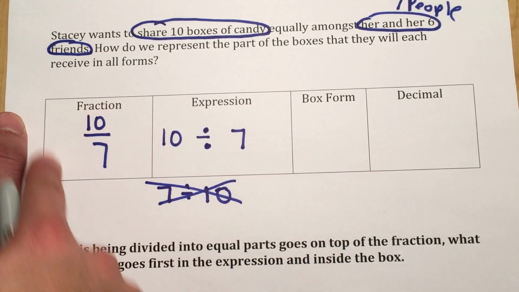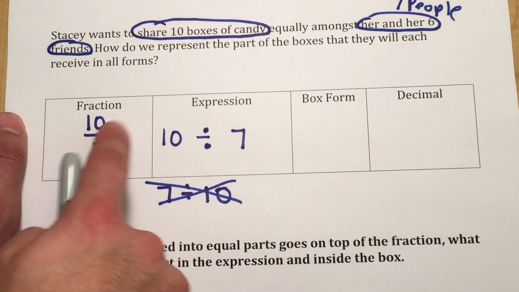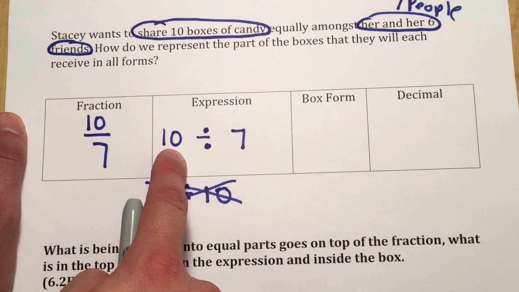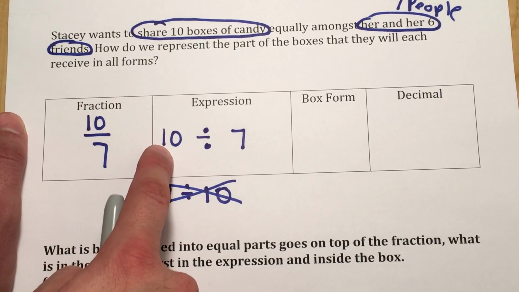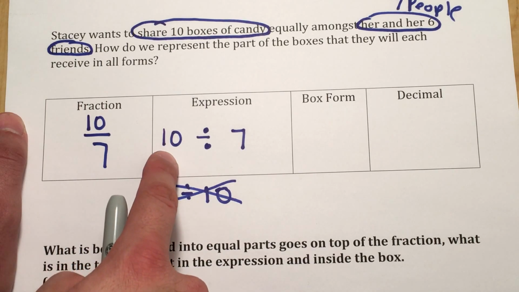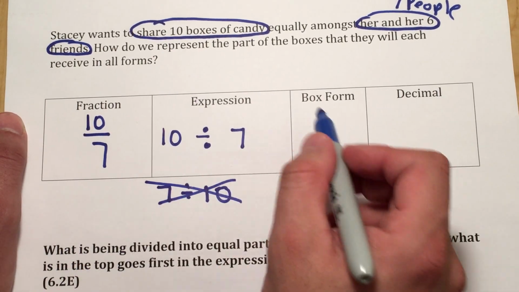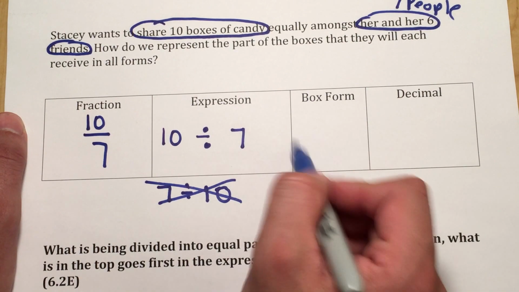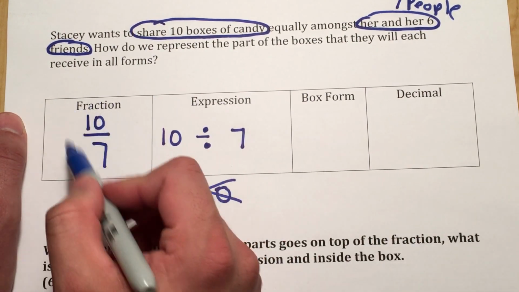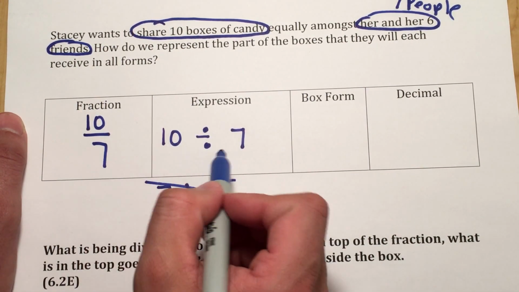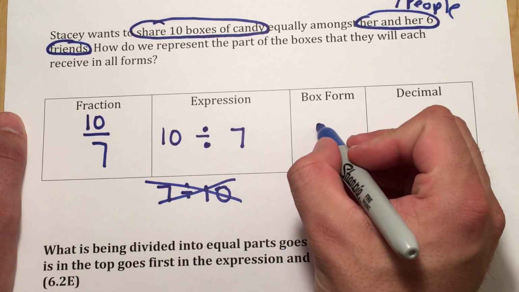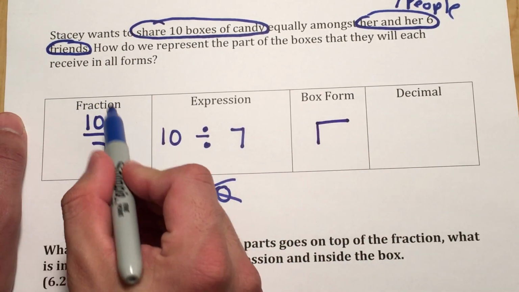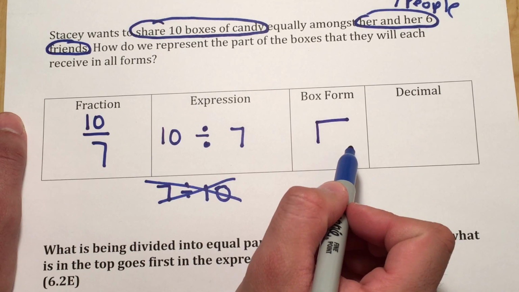And once we have found our fraction, whatever's in the top, that is what comes first in our expression. What's in the top goes first. Doesn't go second, it goes first, okay? And now we got to represent this in box form. So 10 over 7 is the same as 10 divided by 7. So what's going to go inside the box? The top number goes inside the box.